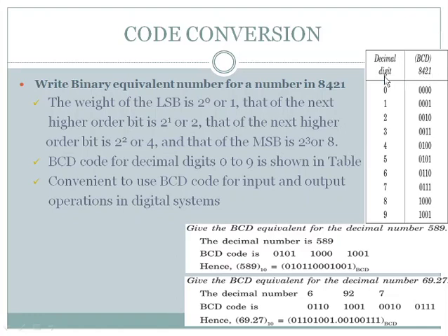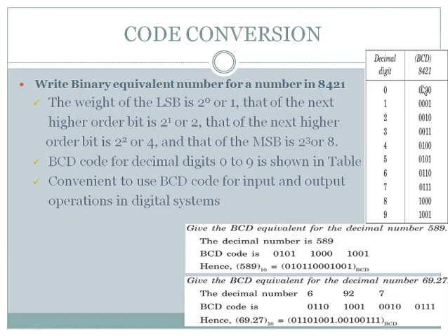Simply, it is said that we have 10 digits, so every decimal digit is represented by its 4-bit binary equivalent. And since the 4 bits have the weights 8421 starting from MSB to LSB, this binary coded decimal is also called the 8421 code.